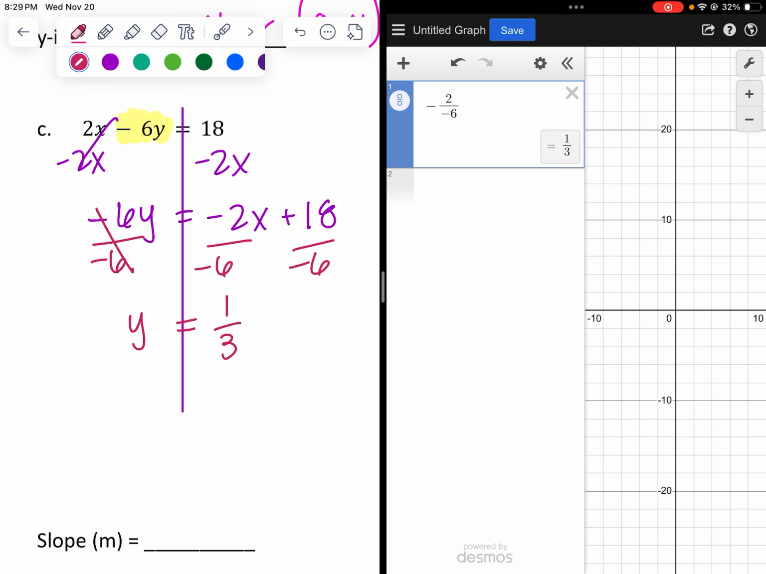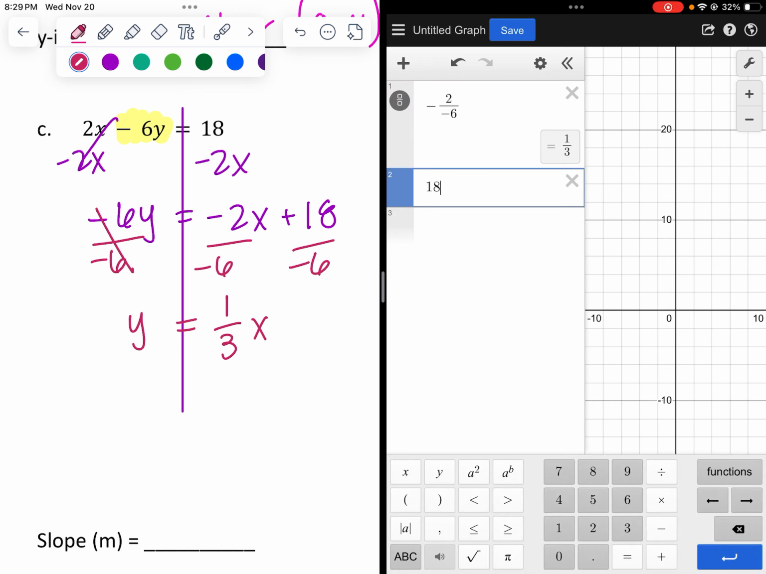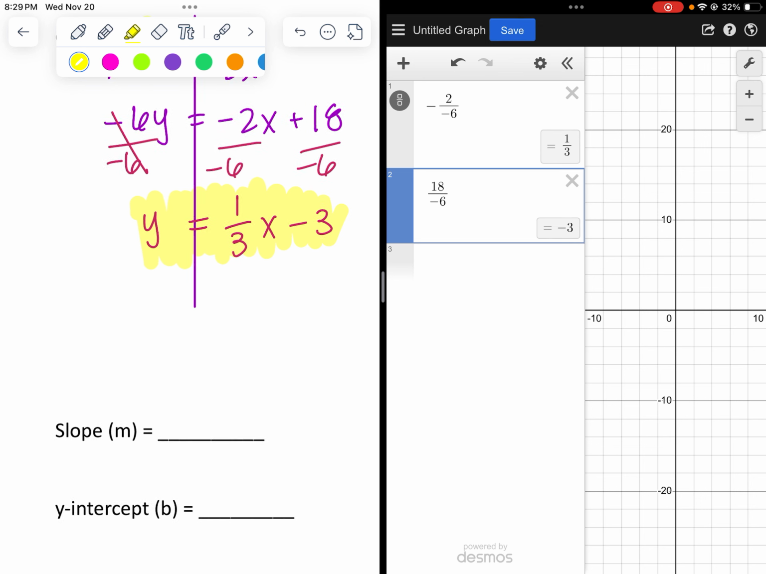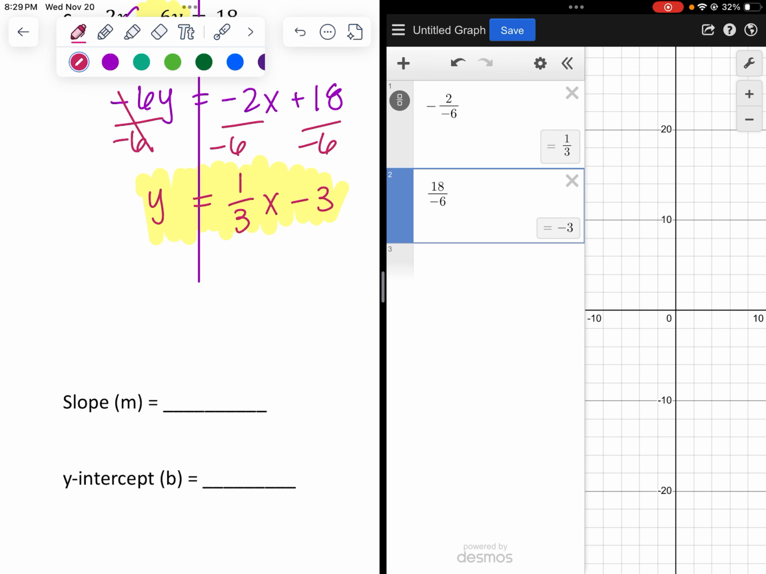So this becomes 1/3 x. The x just comes down with me. And then I have 18 divided by a negative 6. That gives me a negative 3. Okay, so I'm going to look at this guy right here. It looks like then my slope is 1/3. My b is negative 3, or I can rewrite it as 0, comma, -3. Okay.